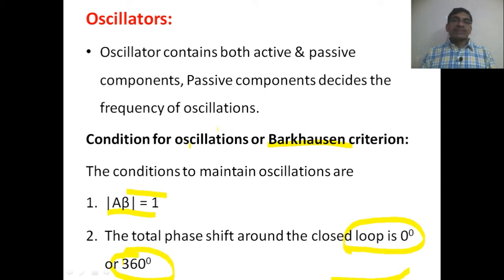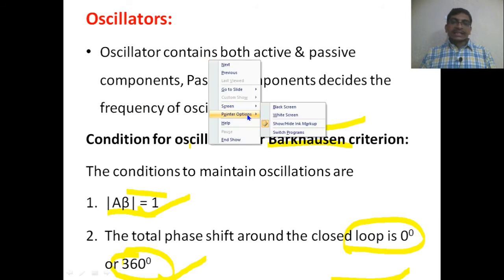So our circuit will work like an oscillator when it satisfies the Barkhausen conditions. What are all the Barkhausen conditions? Those are only two conditions. One is A beta is equal to 1. Another one is the total phase shift must be equal to 0 or 360 degrees.